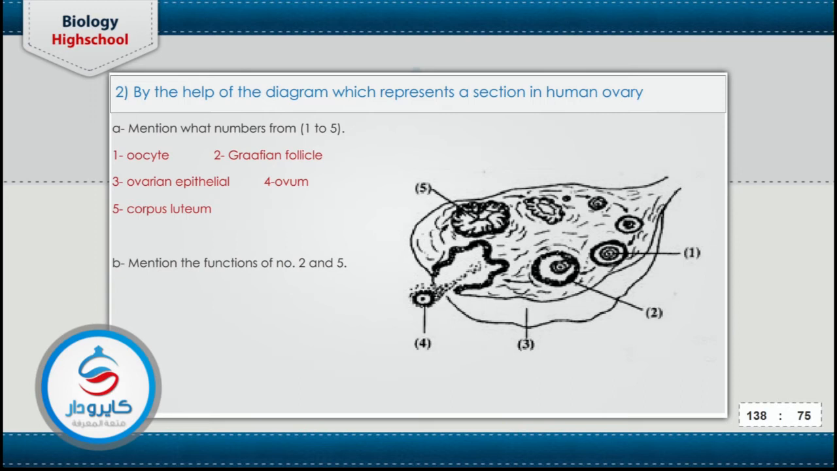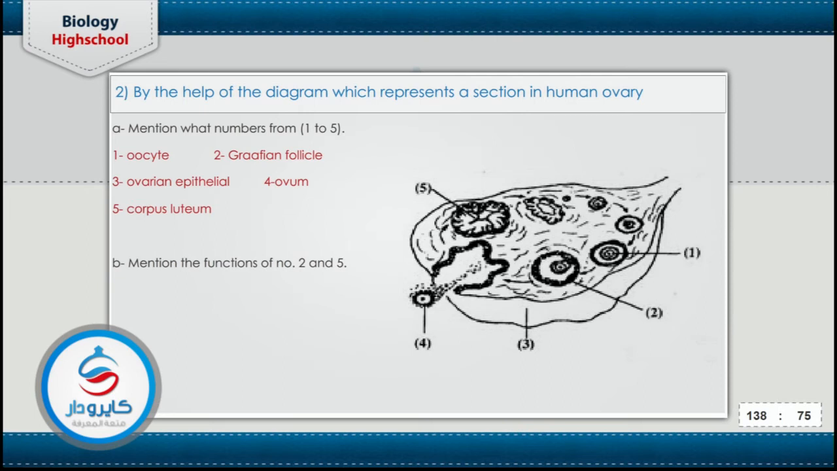Mention the function of number 2 and number 5. Number 2 is the Graafian follicle, number 5 is the corpus luteum. The Graafian follicle is responsible for the secretion of estrogen hormone, which is called estradiol, that helps in increasing the thickness of the endometrium.